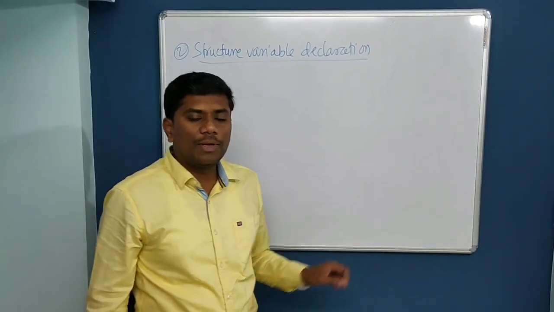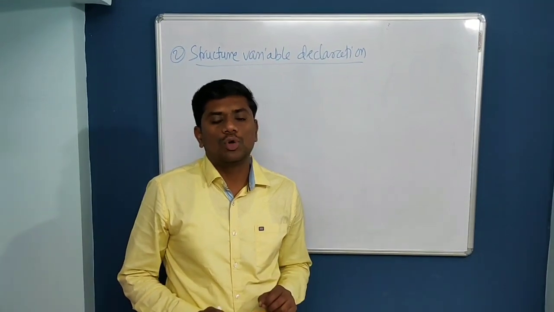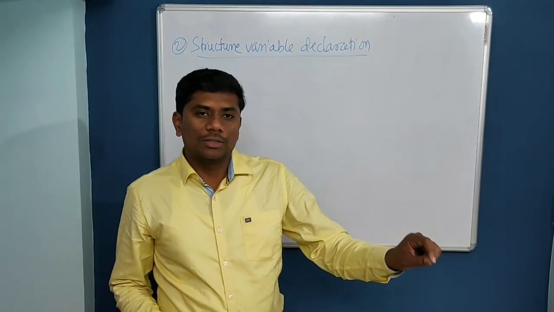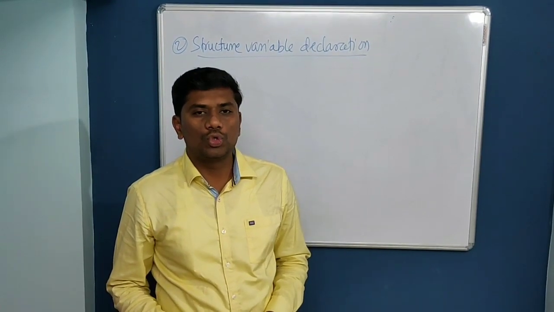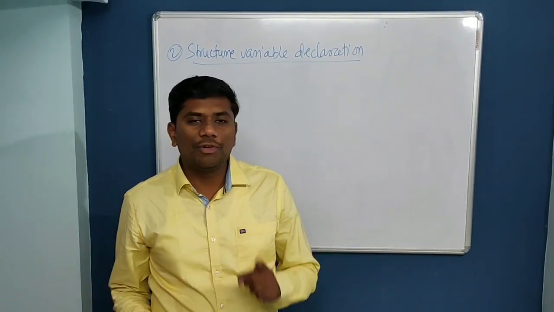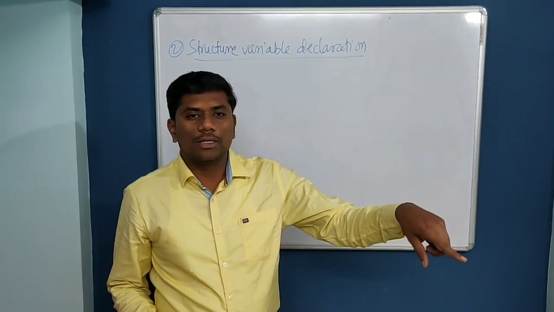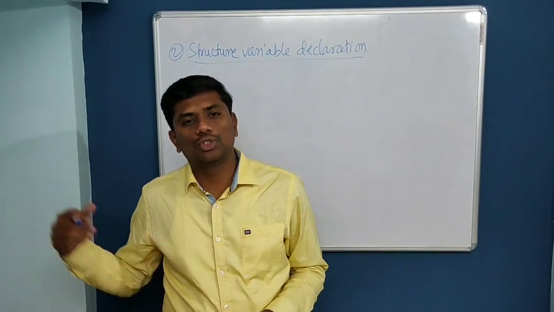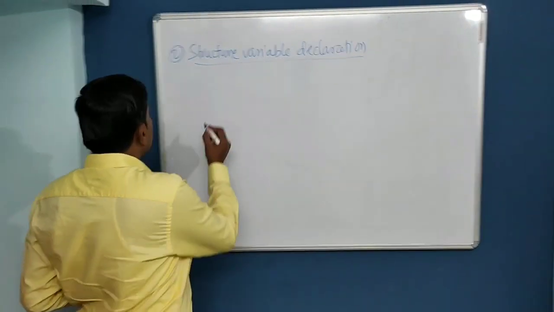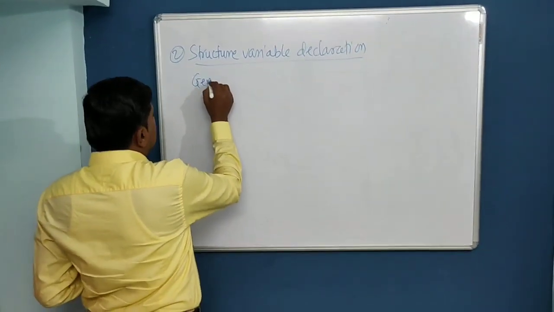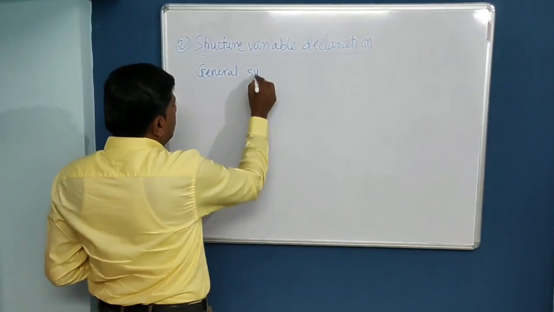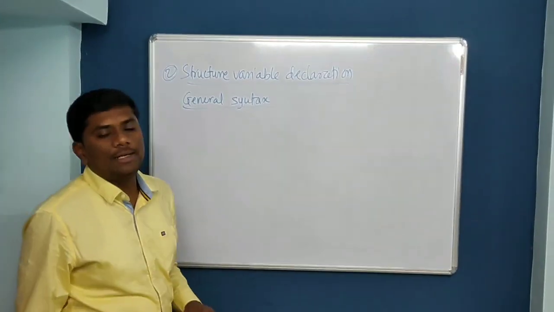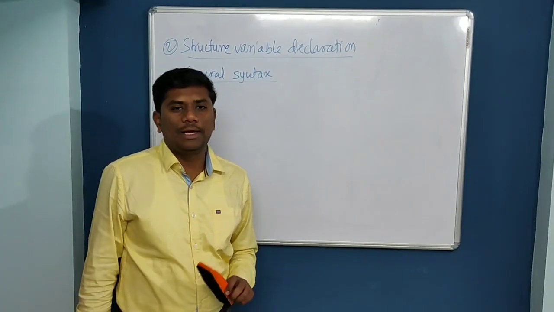In the previous case memory was not allocated, because we did not tell how many students' information we want to store. But by using structure variable, we are telling the compiler that I want to store information of 2 students, I want to store information of 3 students, like this. Again we'll see the general syntax of structure variable declaration.